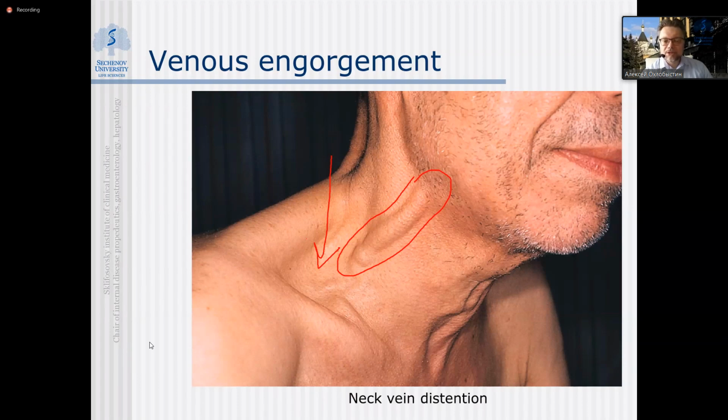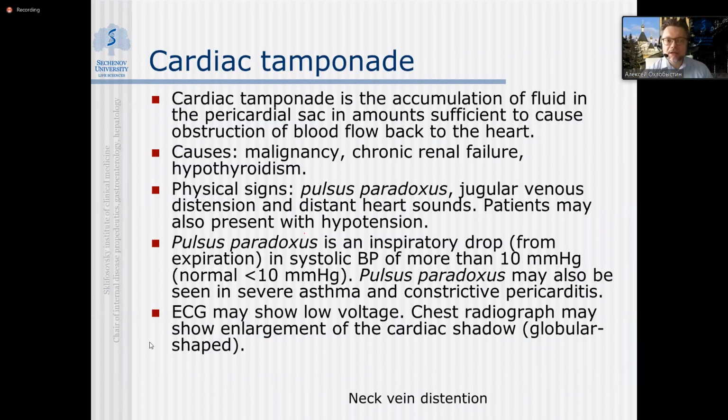It may be associated with some focal lesions, some tumors in the chest cavity. It may be associated with pericardial disease, like effusive pericarditis, pericardial effusion, or it may be associated with constrictive pericarditis, when there will be attachment of the pericardium that may block the flow of blood into the right cavities of the heart.